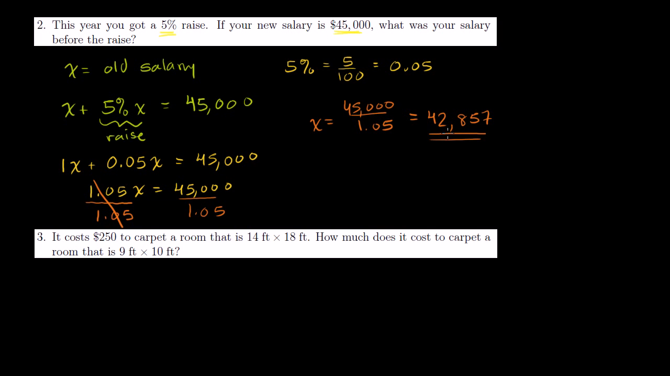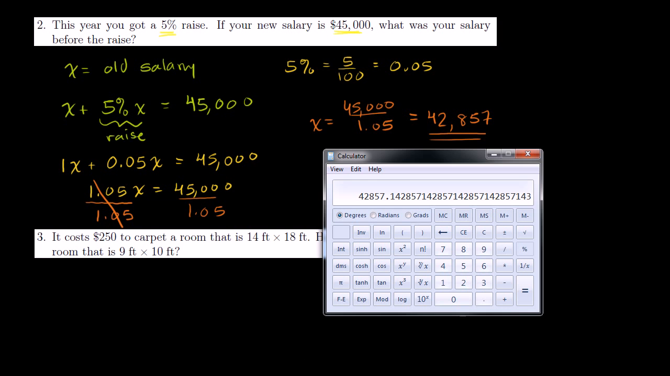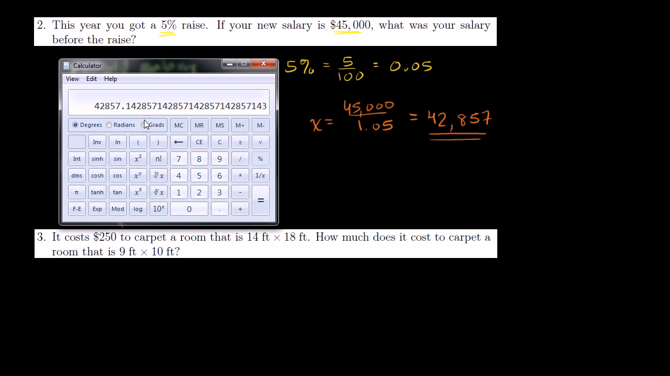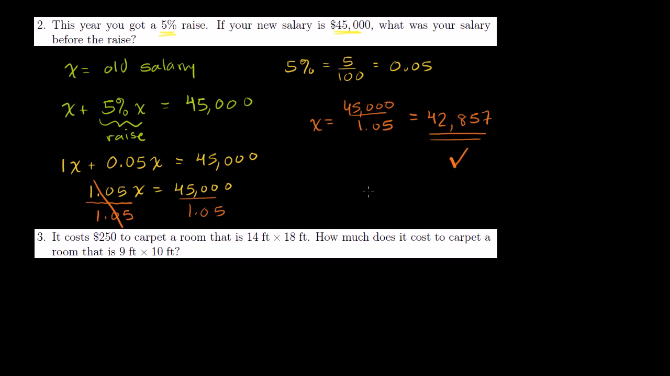And let's make sure that that makes sense. Let's see if that works out. So if we check it, let's say we start with this. Let's take 5% of that. So times 0.05 is equal to, so that's the amount of raise you had, plus your old salary, 42,857. And of course, we round it off a little bit, so it won't be exact. And it equals almost exactly $45,000. We're like 14 cents below that. So $45,000. So this answer checks out.